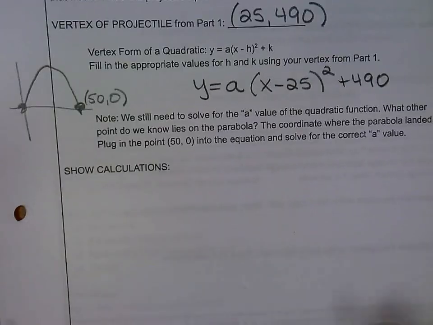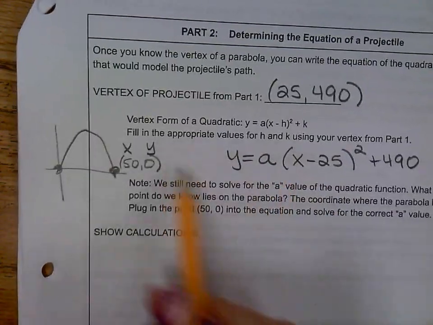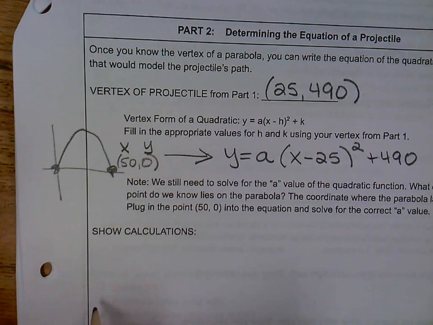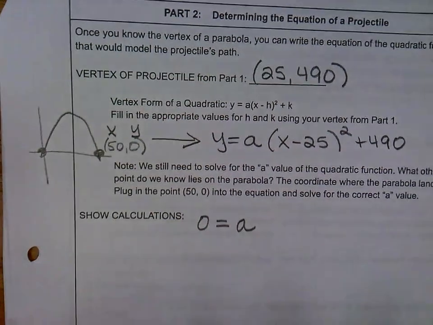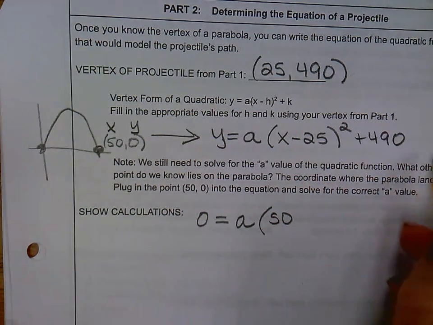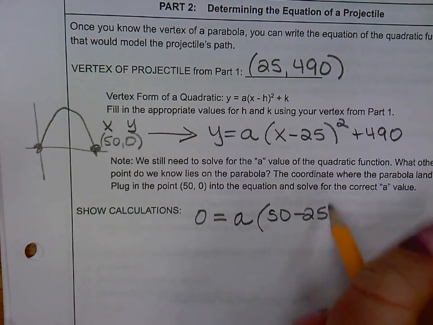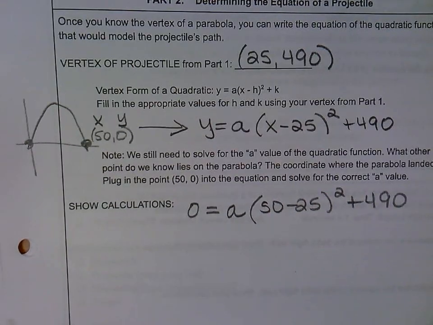I'm plugging in x and y for 50 and 0 in this equation right here. So the y value is 0. The a value is what I'm trying to figure out. The x value is 50. And I'm just going to copy the rest of the equation that I have right above it. I'll give you a minute to just copy. All I did was I replaced x with 50 and y with 0 because I know that that lies on my parabola.